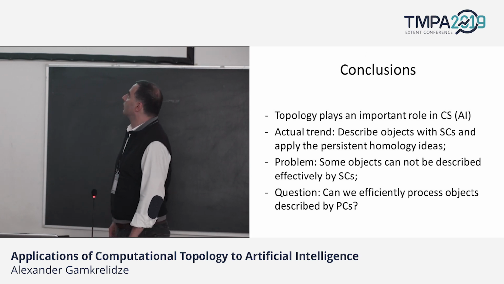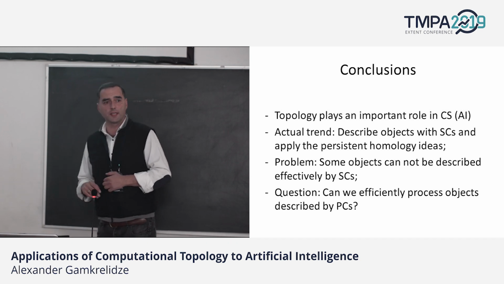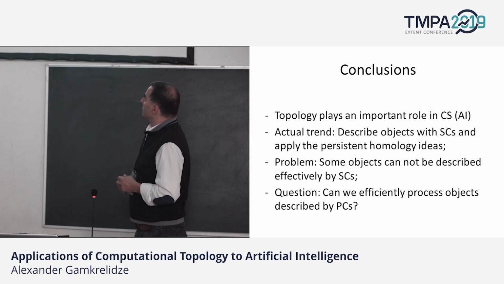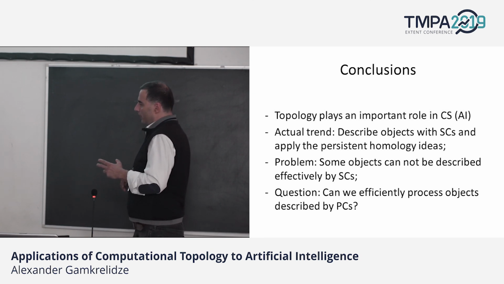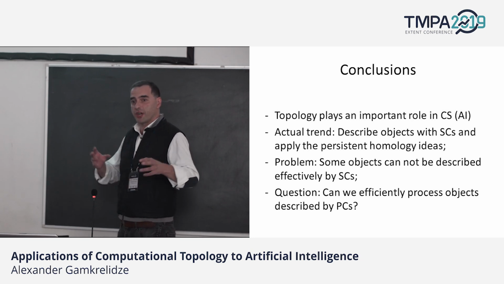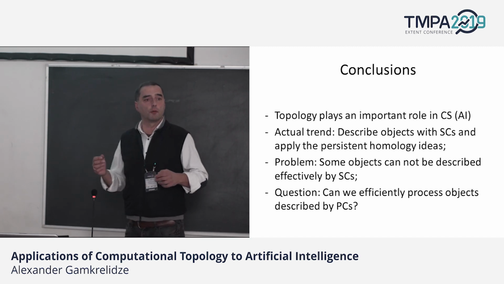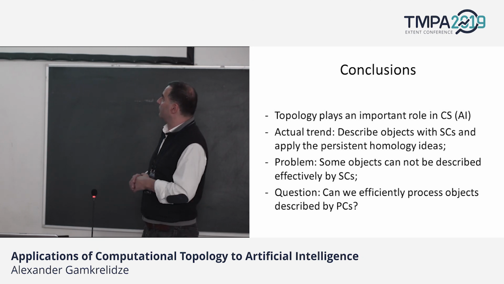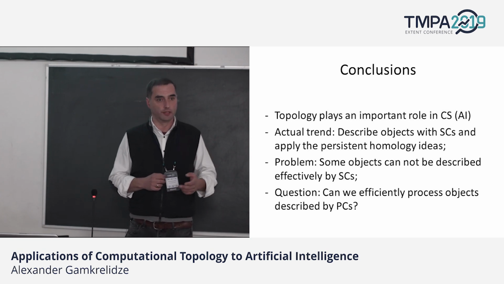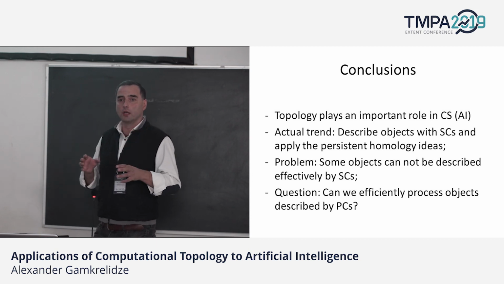Okay, now to the conclusions. It is well known that topology plays an important role in computer science in general and in artificial intelligence in particular. And the actual trend is to describe objects with simplicial complexes and apply persistent homology to investigate their shapes. The problem is that some objects cannot be described effectively by simplicial complexes. Now our question is, can we describe them with polytopal complexes and apply the same ideas of persistent homology effectively to polytopal complexes to study the pattern of complex data that does not fit into Euclidean space?